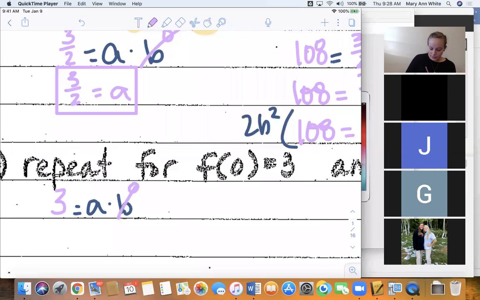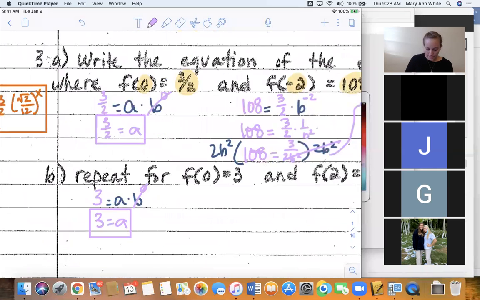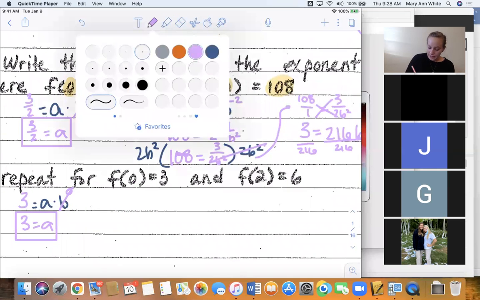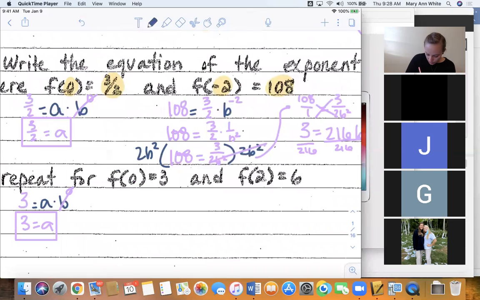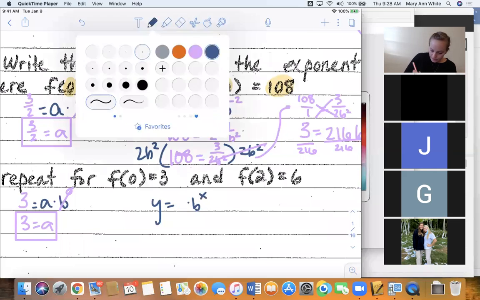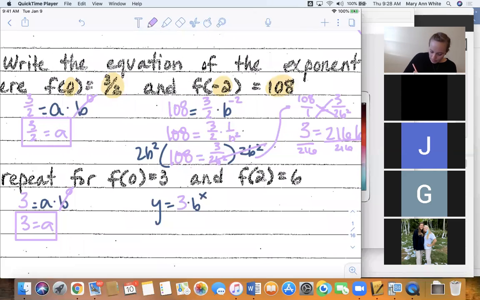B raised to the 0 is 1, so a equals 3. Cool, that was a nice one. Now I have to do it again with this new point over here. y equals a times b raised to the x. a is 3, and x is 2, and then y is 6.